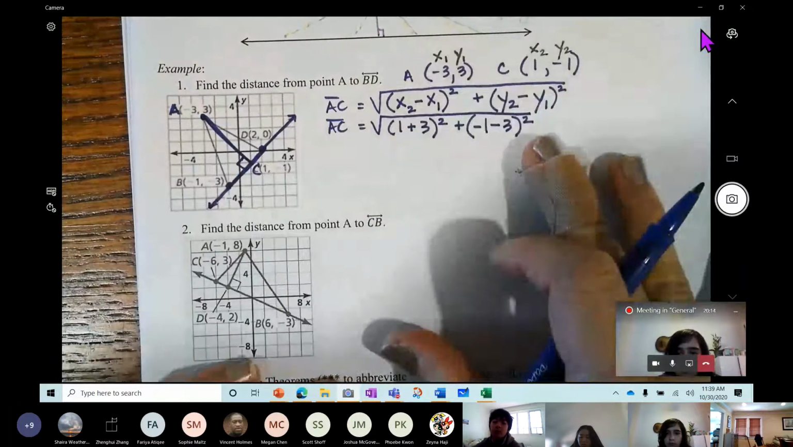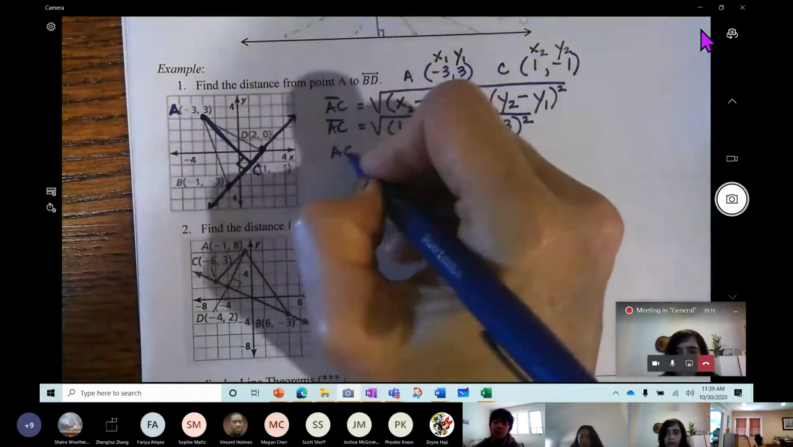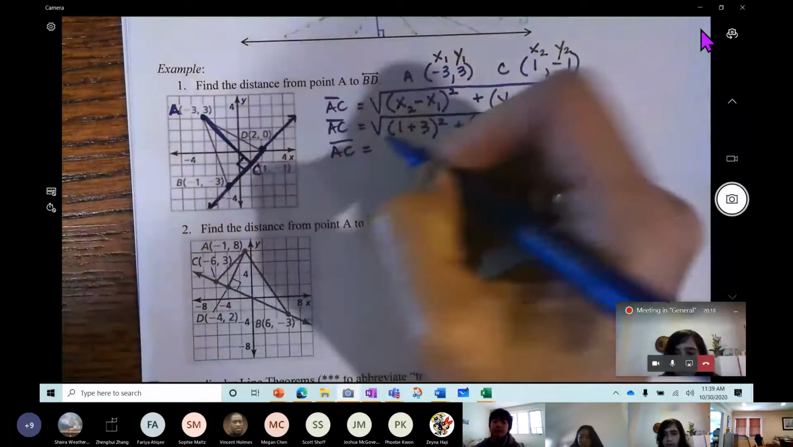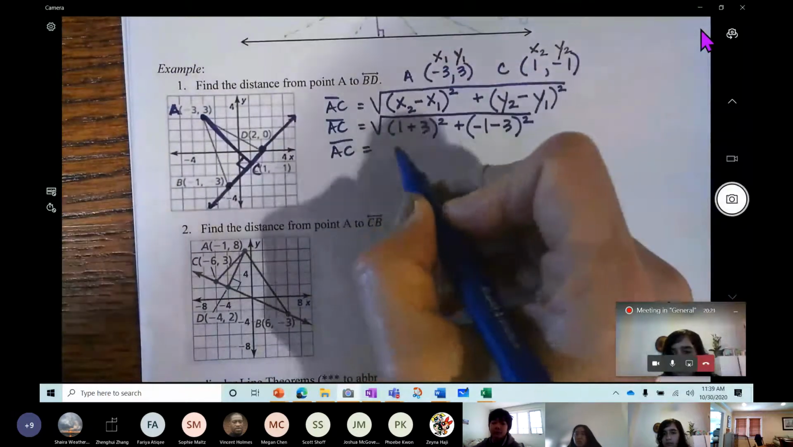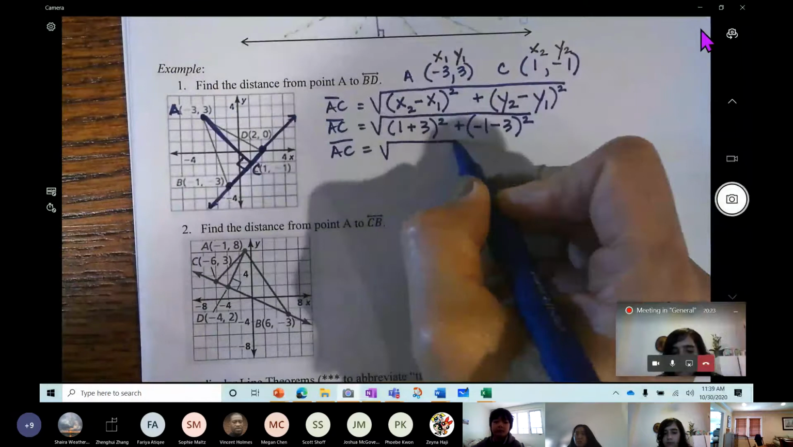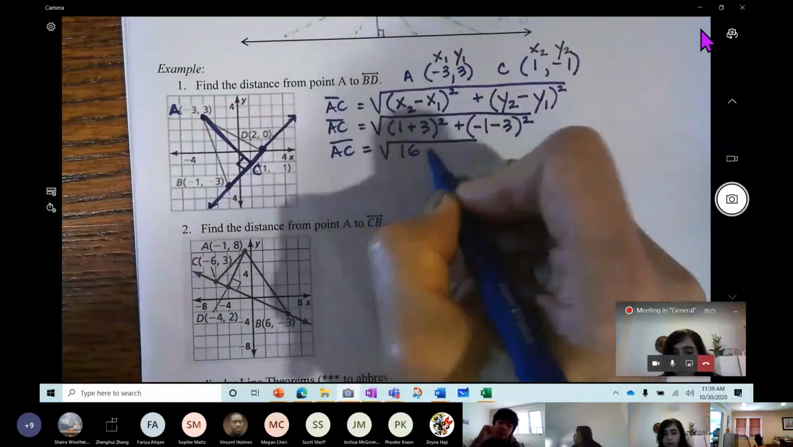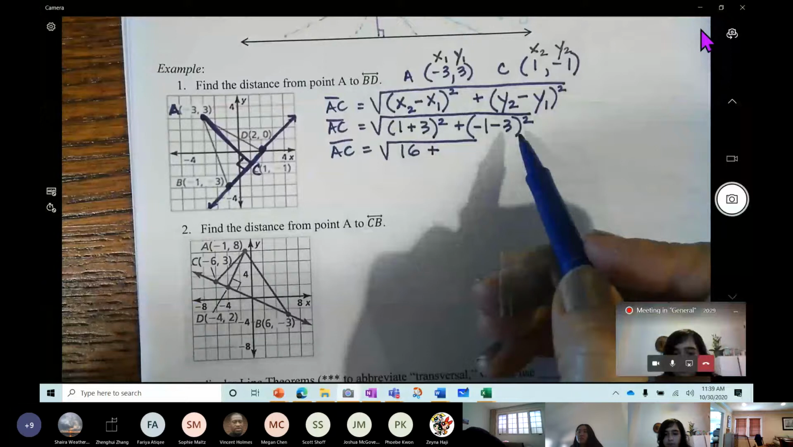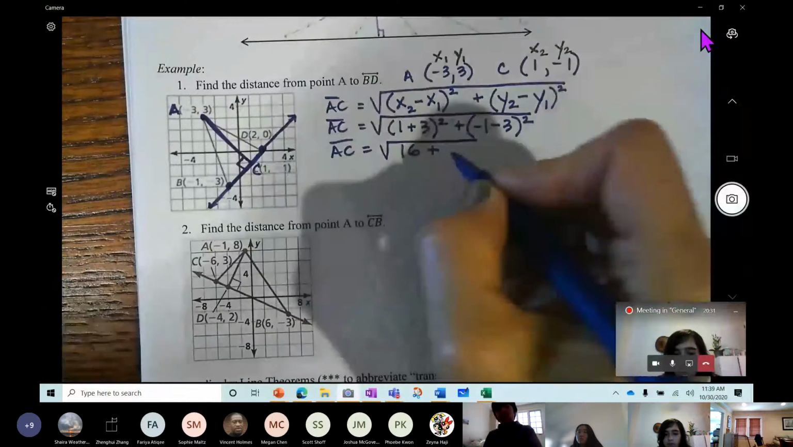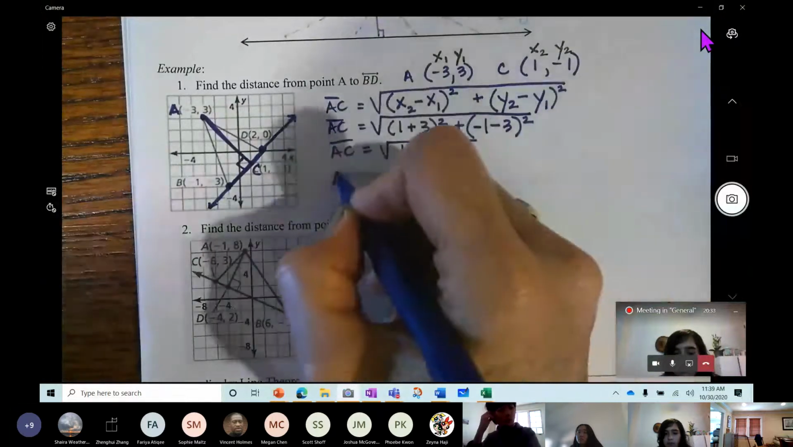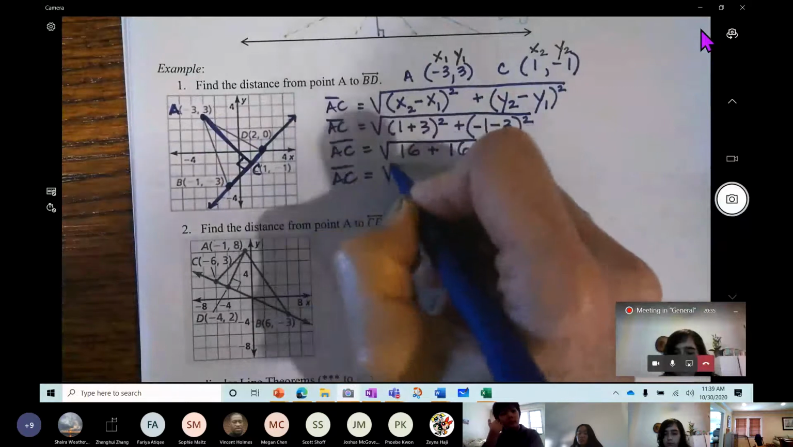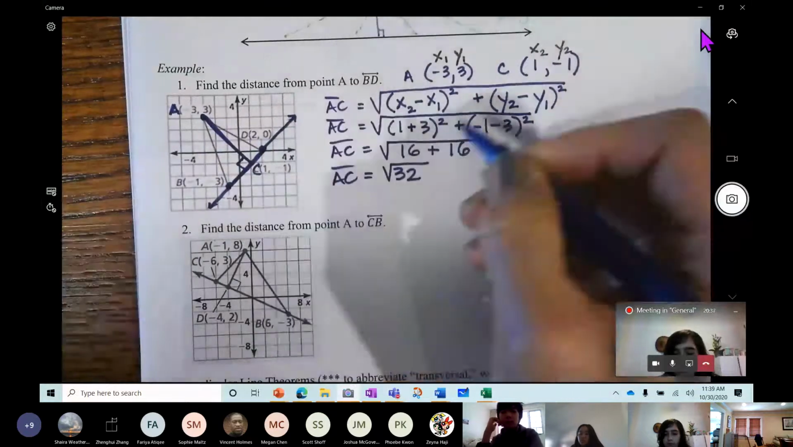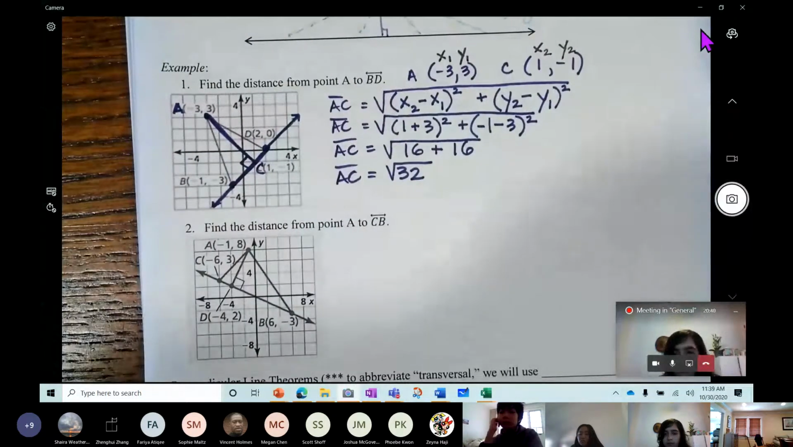And so now that you have numbers in there, you can figure out what they are. So this is going to be 4 squared, which is 16. And then this one's going to be -4 squared. And -4 times -4 is also 16. So the square root of 32 is what we're down to.